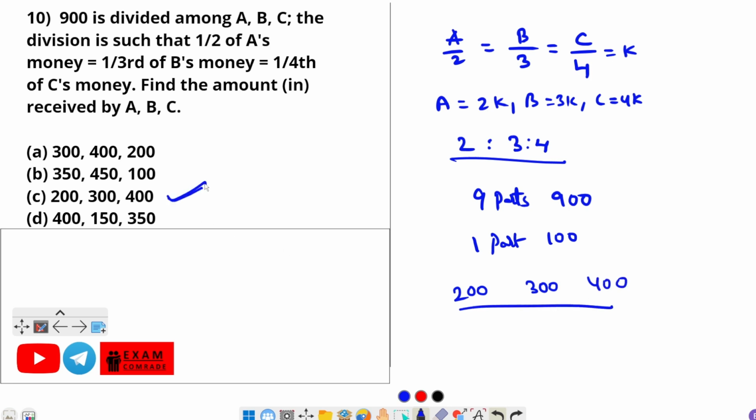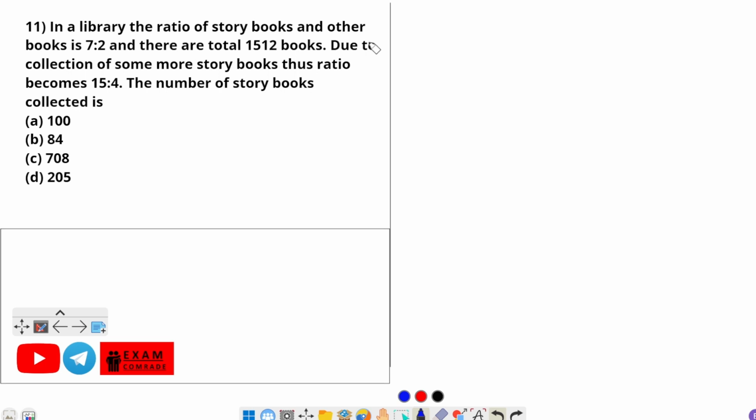Easy question. Next question. In a library, the ratio of story books and other books is given as 7:2 initially. The total is given as 1512. Due to collection of some more storybooks, he had added some storybooks and the ratio becomes 15:4, right? This is old, this is new.